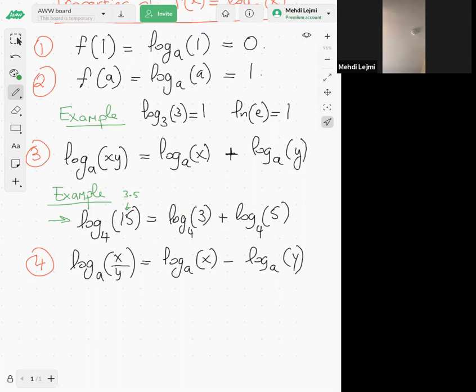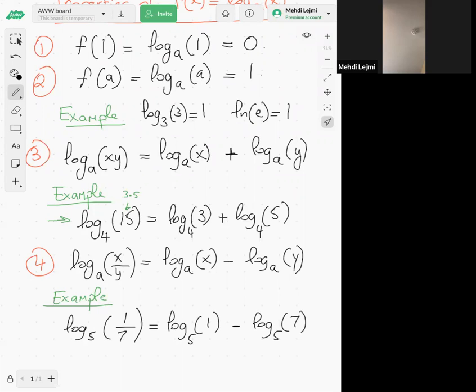Now, if we have a division, then there will be the difference between the logs. So for example, let's say you have log in base 5 of 1 over 7. We have this division, fraction 1 over 7. So that will be the difference between the logs: log of 1 base 5 minus the log of 7 in base 5. So if you have a division, then that will be the difference between the logs.